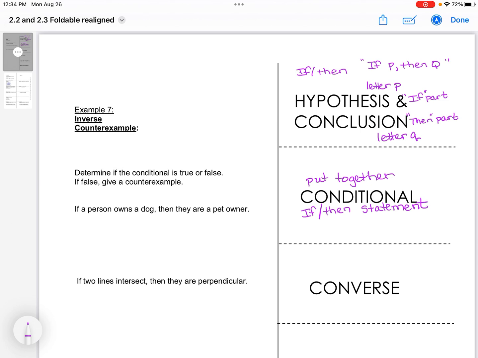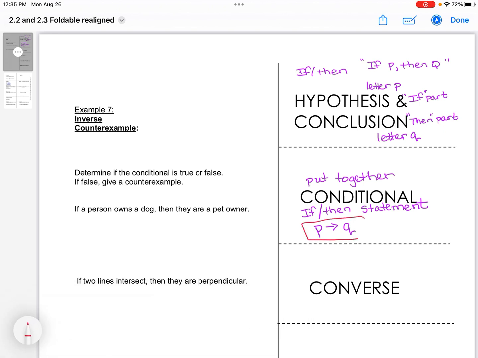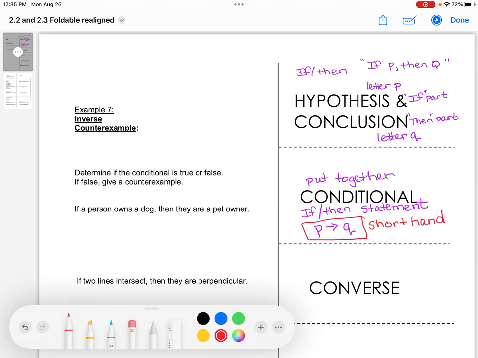And the way we write it, instead of writing if P then Q, we've shortened it to just P to Q. So instead of writing if P then Q, we just write P to Q. Okay, so that is our shorthand for if P then Q. Secret code, always like to have some.